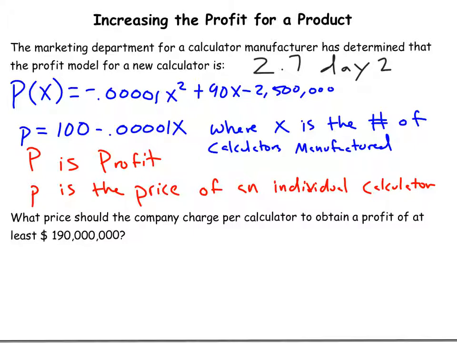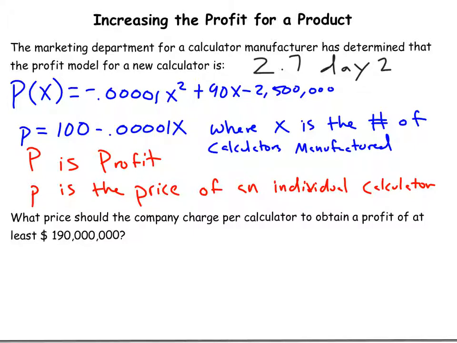So there's kind of this intermediate step that we have to make. Based on the profit margins that we want, which is at least 190 million, how many calculators should we produce? We'll get an interval, and then from there we'll get an interval for price. But here's how it turns into solving a nonlinear inequality.